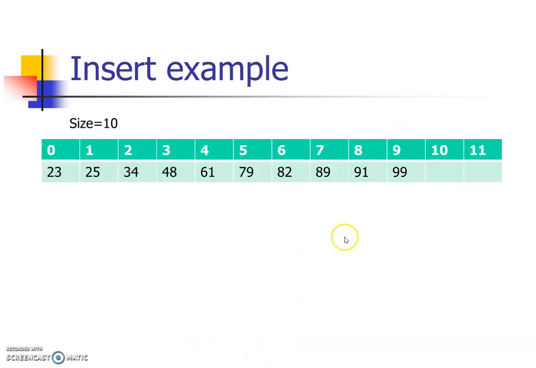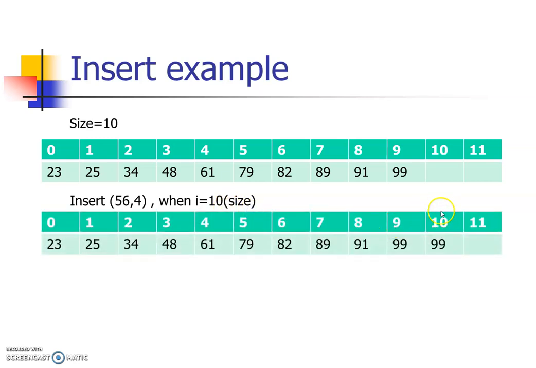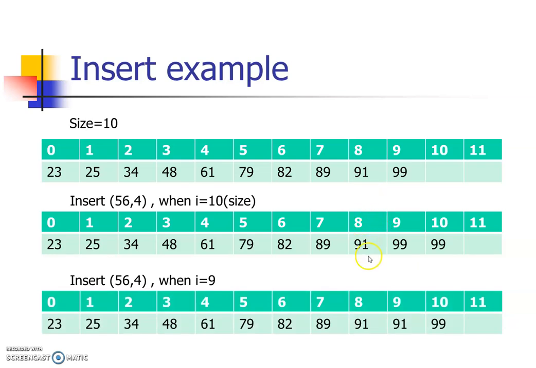So let's take a look at this one. You can see that in this case, we have index from 0 to 9, indicating that the size equals 10, which means we have 10 items. And then when we try to insert 56 at 4, the same example, when i is equal to size, you can see that we copy 99 into this position. At this moment, you have 299 over here because you simply copy one value over there. And when we move i to 9, going backward, we copy 91 to 99. So you overwrite 99 by 91, and at this moment you have 291.